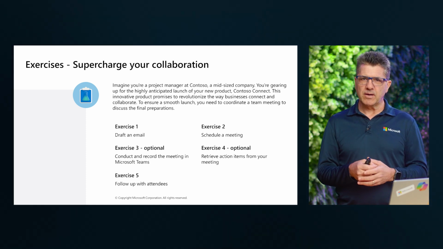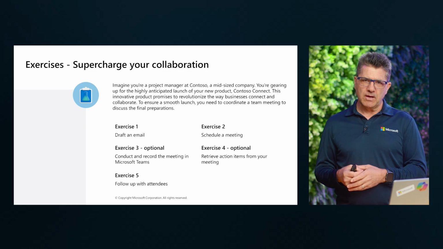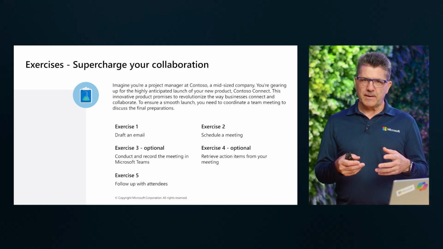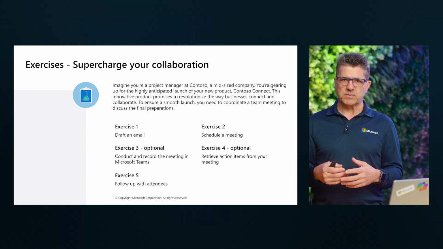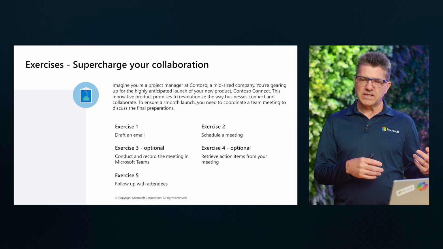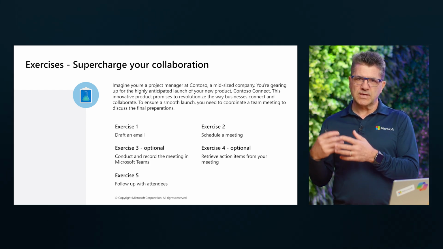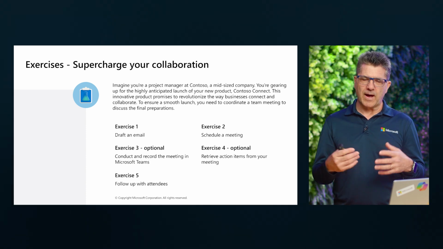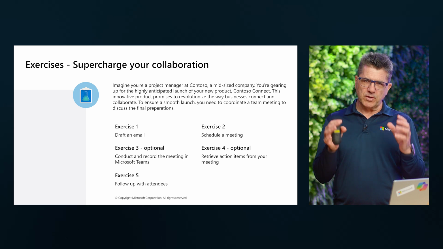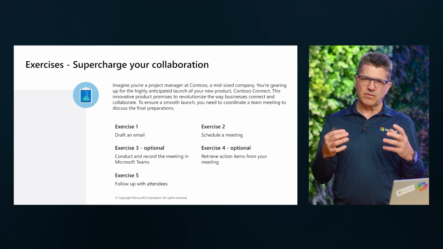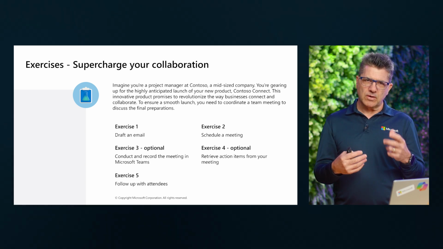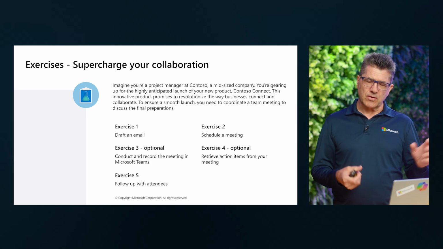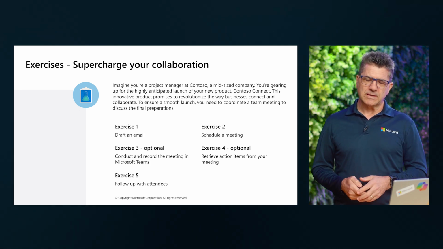You're going to draft an email, and then you're going to schedule a meeting. You're also going to conduct a meeting in your Teams, and then retrieve the summary of the meeting and forward that to your team as well. Do a follow-up with your attendees. So putting it all together to give you that perspective of how collaborative you can be leveraging Teams and also leveraging your Copilot in Outlook.